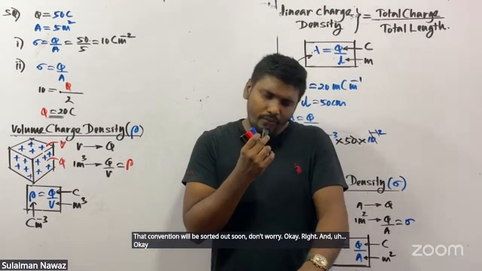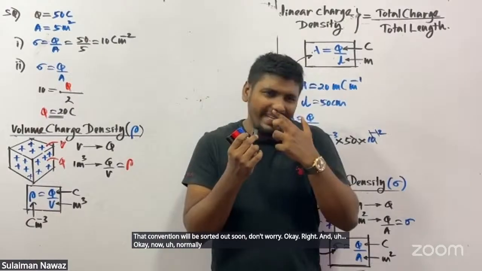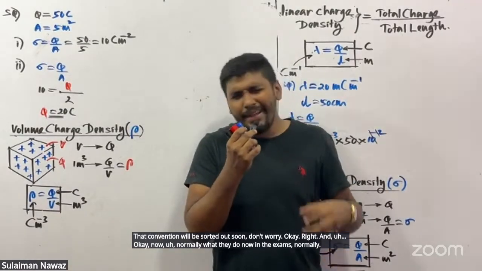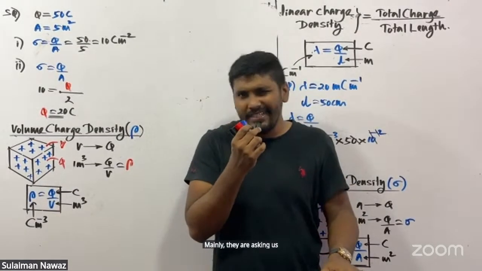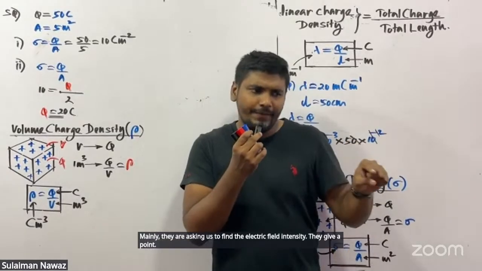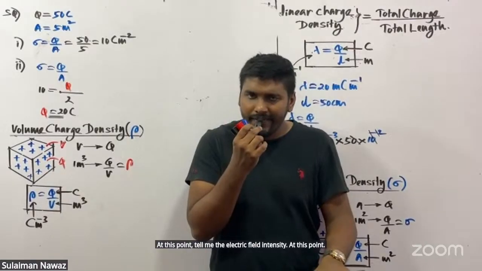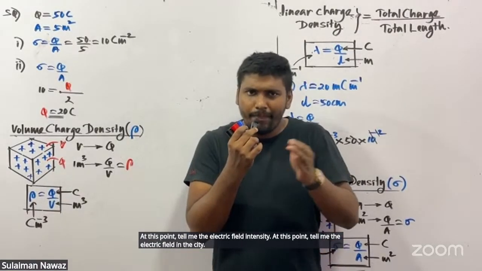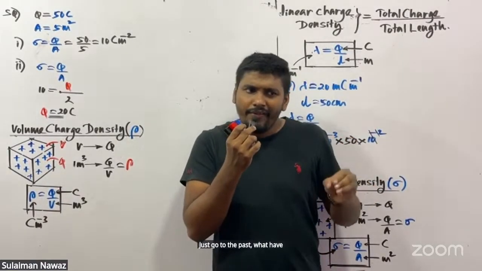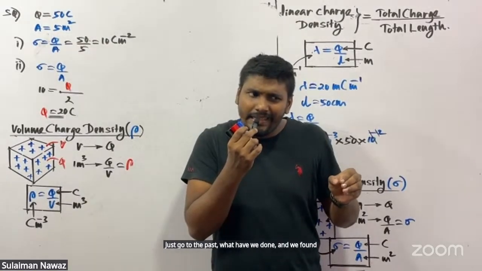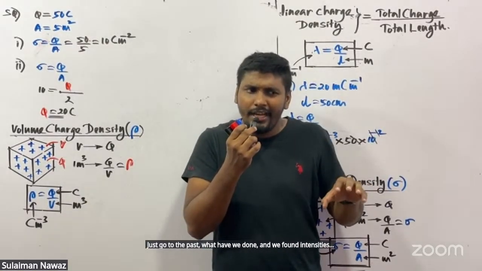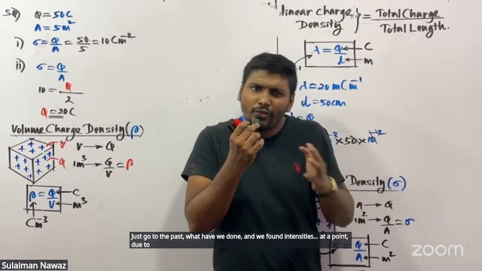Now, normally in the exams, they mainly ask us to find the electric field intensity. They give a point and ask: at this point, tell me the electric field intensity. Just go to the past. What have we done? We found intensities at a point due to what type of charge distribution? Just go back to the history.